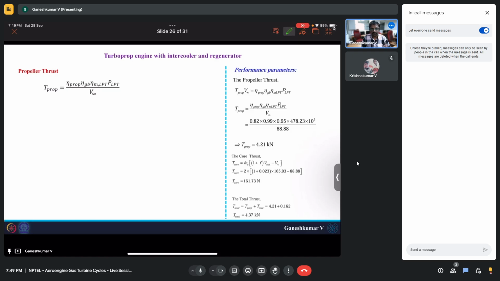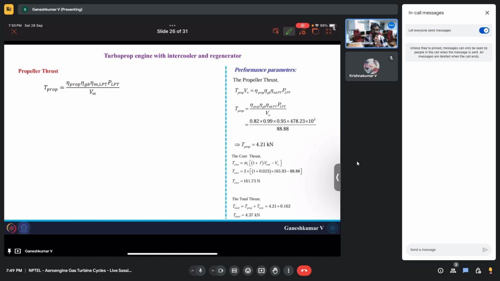Instead, people have done extensive studies, and they have come up with a quantification number called propeller efficiency. That is going to help us in finding the propeller thrust. Here you can see this is the total power. P LPT is the total power at the exit of the LP turbine, and since these are connected through shafts, you have mechanical efficiency in the LP turbine, and additionally a gearbox will be present, so there is the efficiency of the gearbox. So eta GB, eta M LPT and P LPT is the total power available for the propeller.